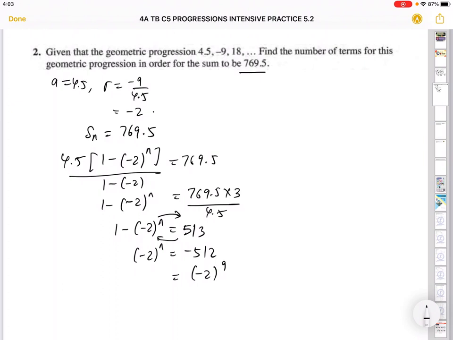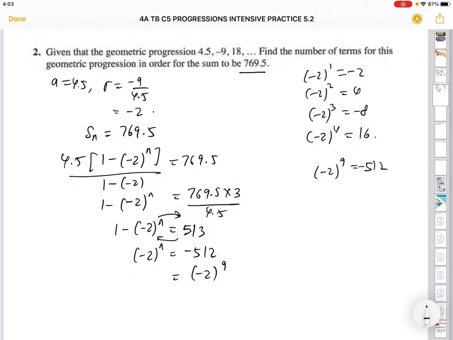You know that an odd power, like power 1, is going to give us negative, power 2 is going to give us positive, power 3 is going to give us negative, power 4 is going to give us positive. So we know it's going to be an odd power. You can use a calculator, trial and error. Maybe power 9, you should get negative 512 because it's going to be negative, right? So by comparison, n is just 9.